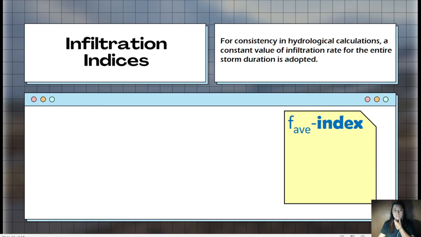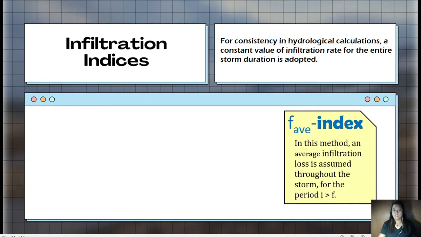So the next is the F average index, or the infiltration capacity average index. In this method, an average infiltration loss is assumed throughout the storm for the period I is greater than F.